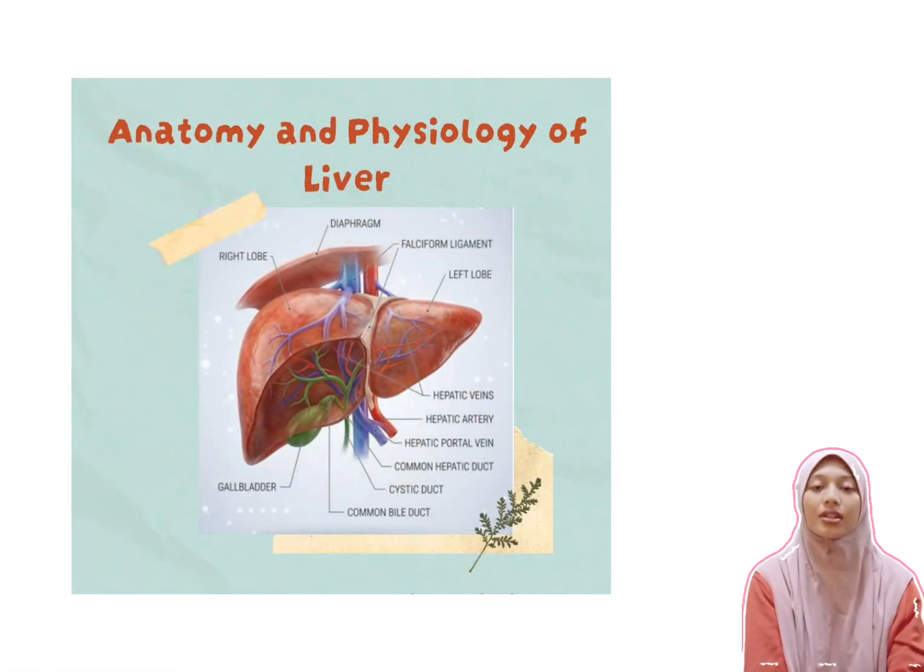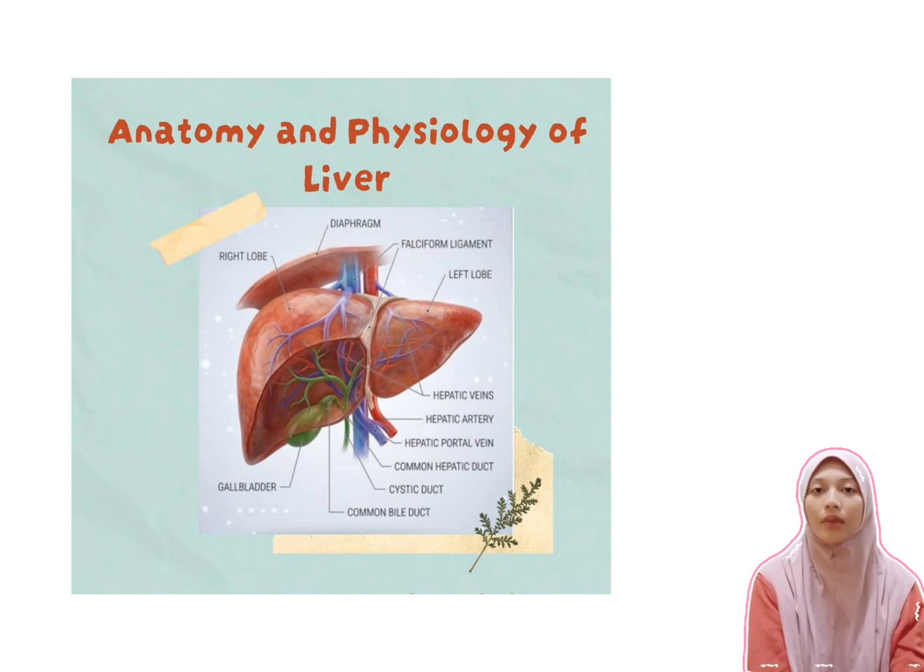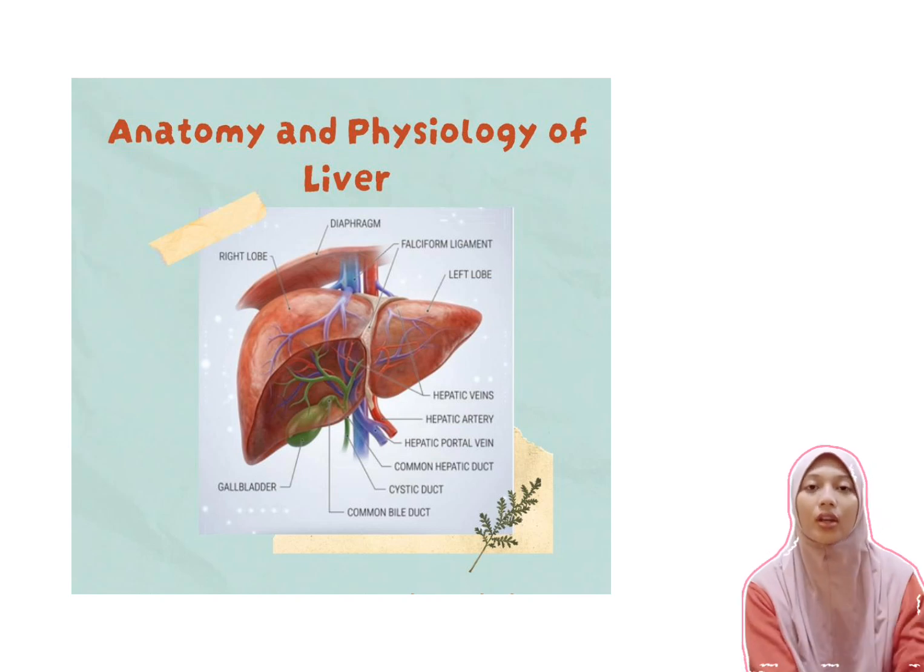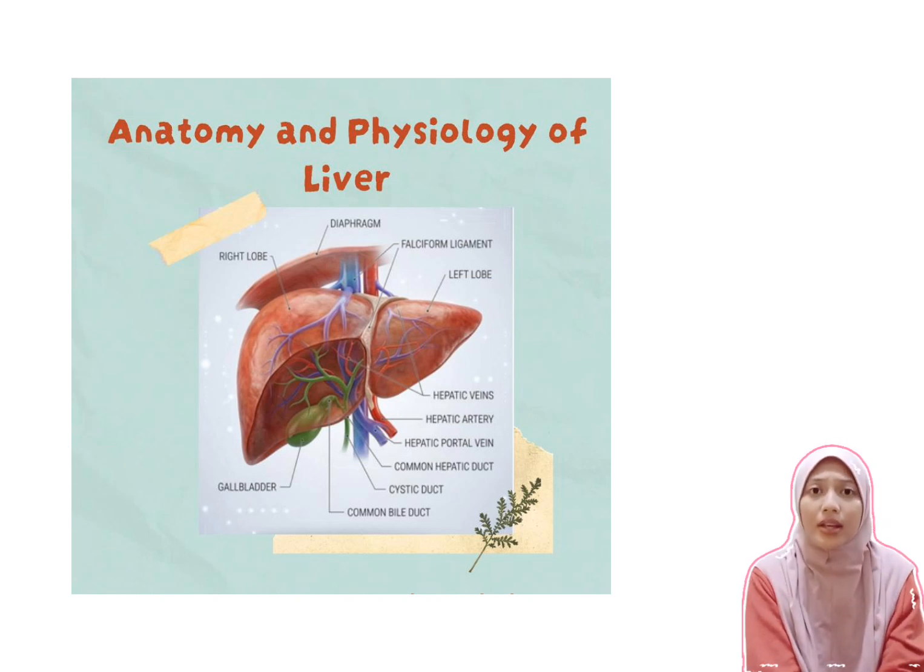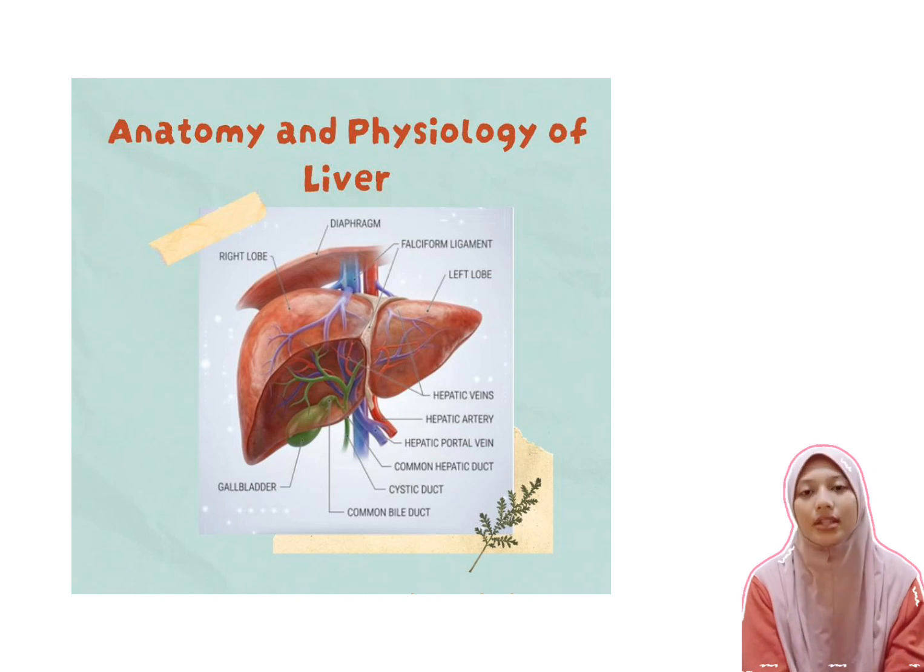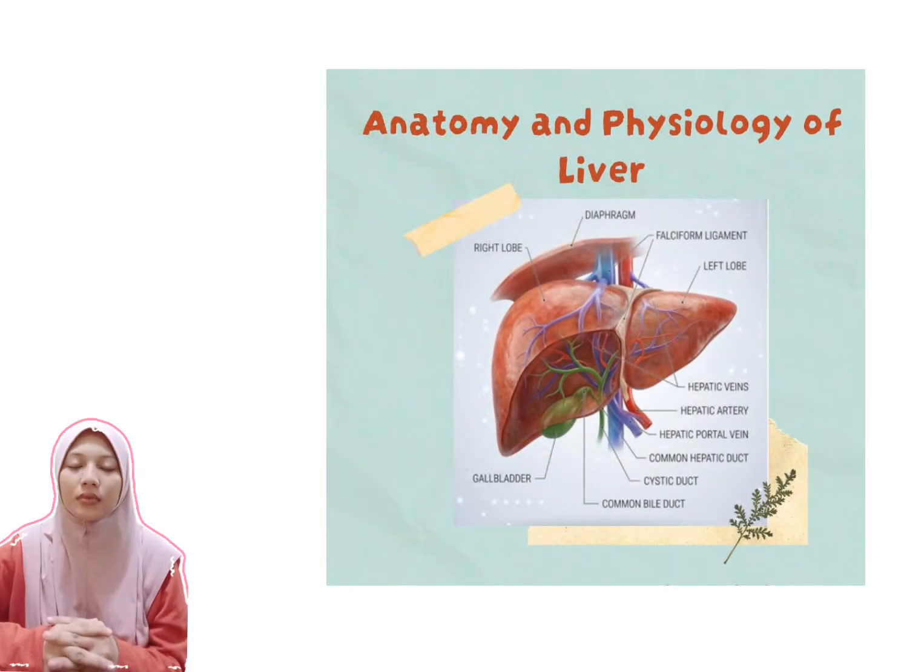The liver is the largest organ in the human body. It is divided into 4 lobes, which are the right lobe, left lobe, caudate lobe, and quadrate lobe. Among these, the right lobe is the largest and the left lobe is the smallest. The caudate and quadrate lobes are smaller sections located on the underside of the liver.